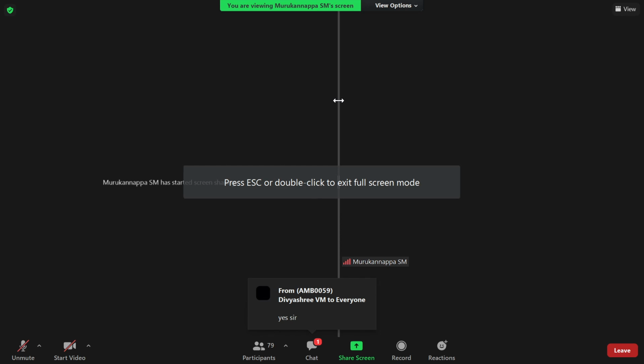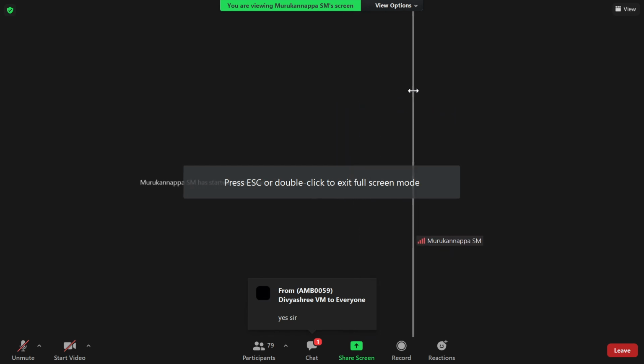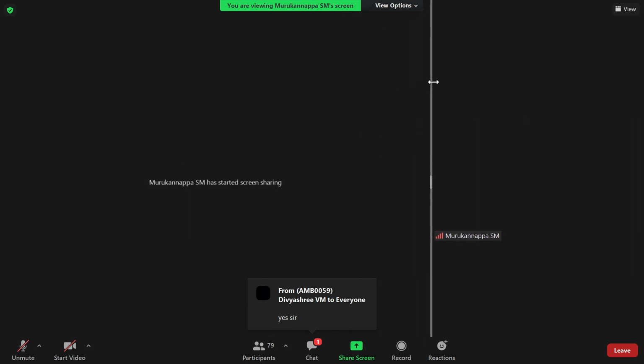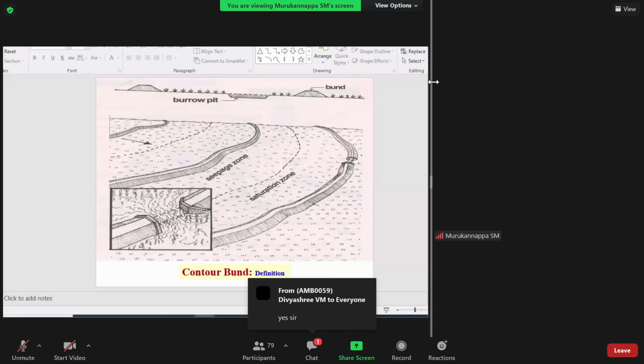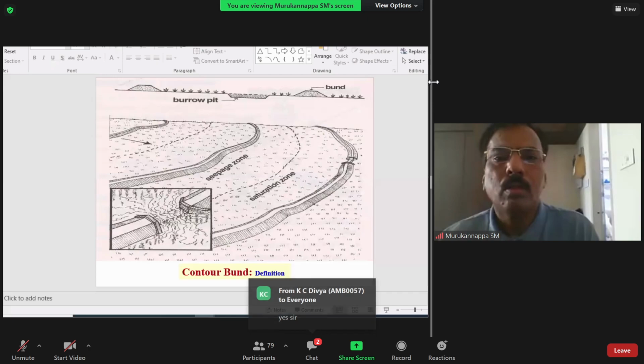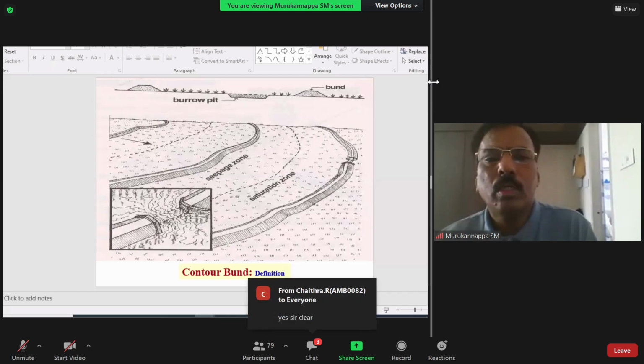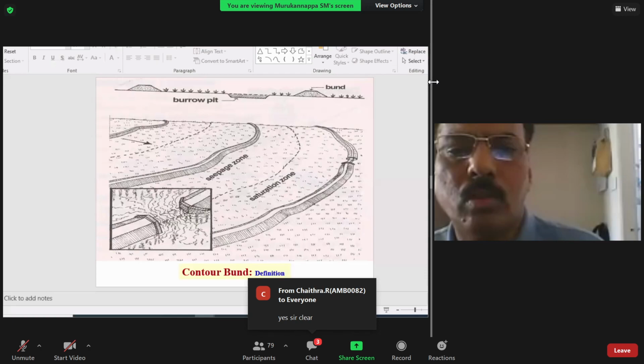What's the seepage zone and saturation zone? Dilip Kumar, here there is a saturation zone and a seepage zone. See here, there are two bunds. They have given the slope direction. That is the direction of the slope.